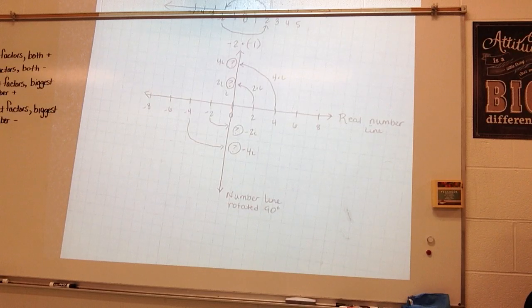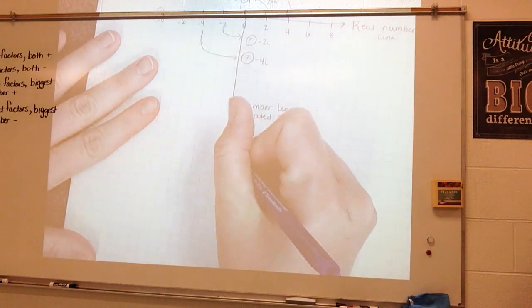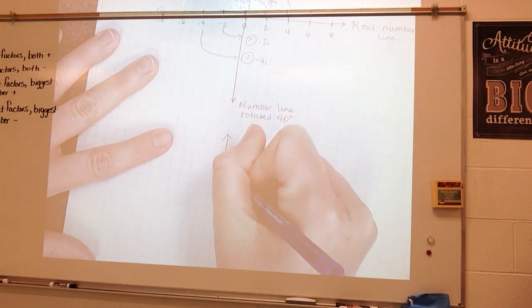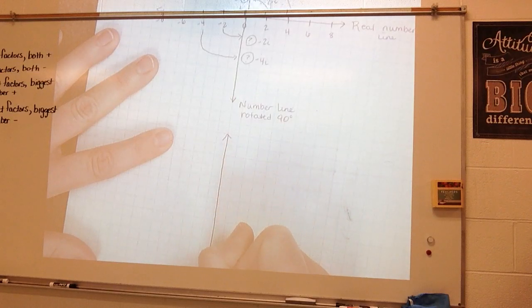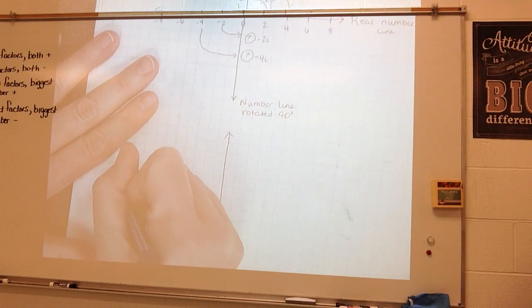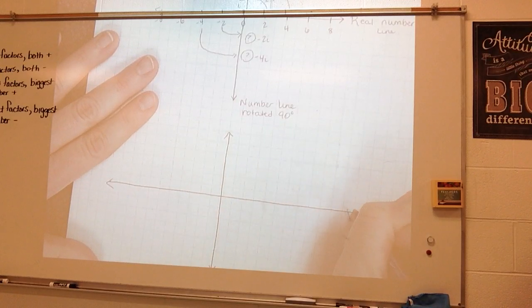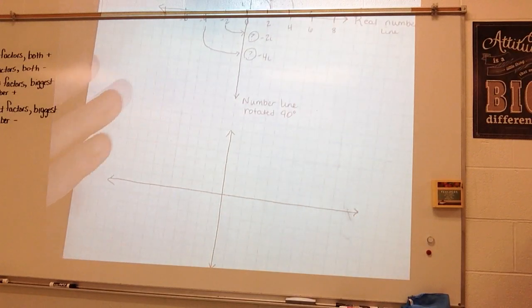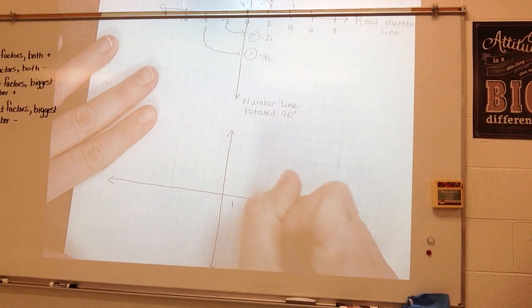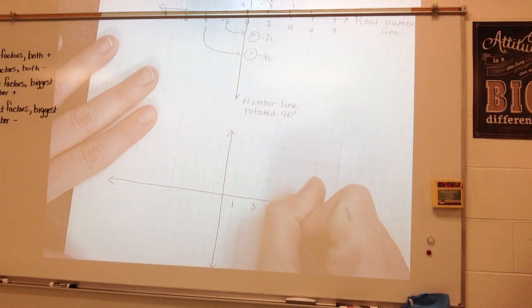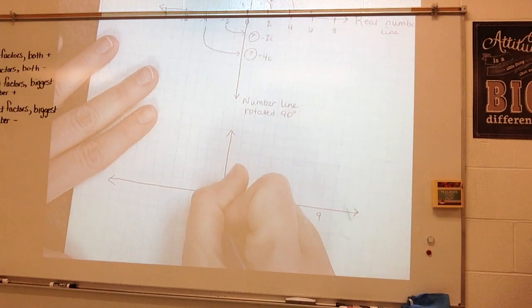What happens if we multiply a point on the vertical number line by I? Alright, so let's talk about what happens if I'm going the opposite way. Once again, I have my number line here.